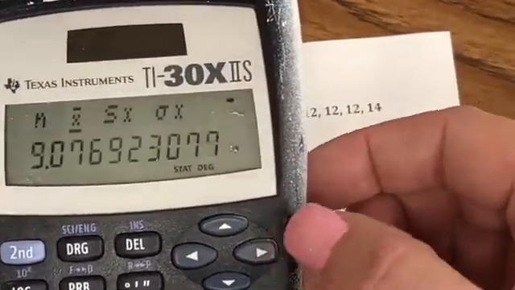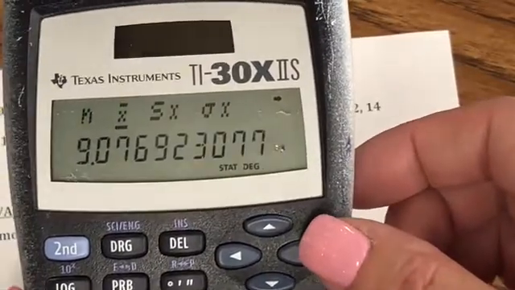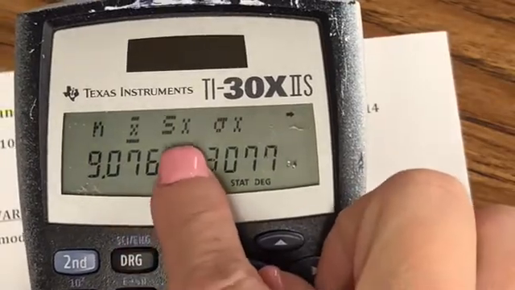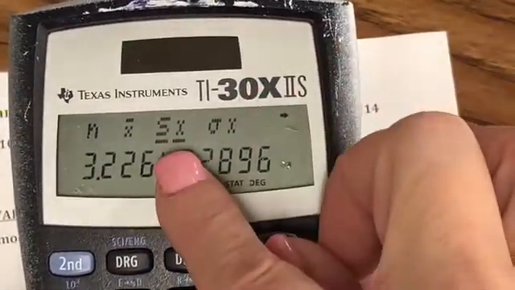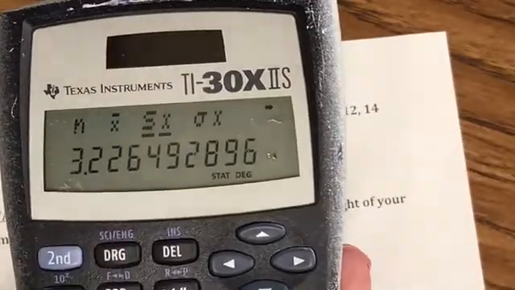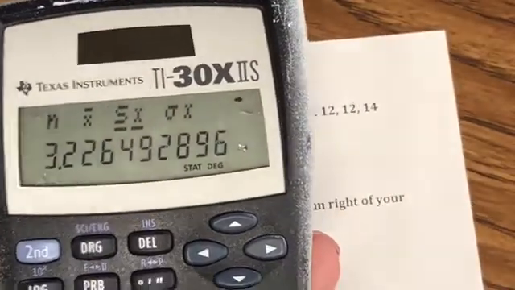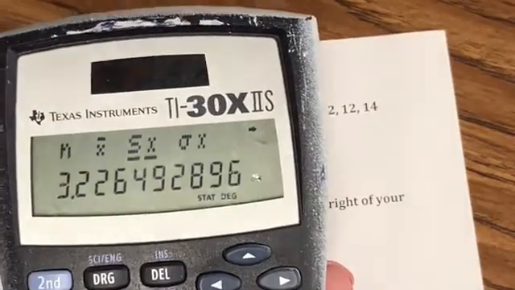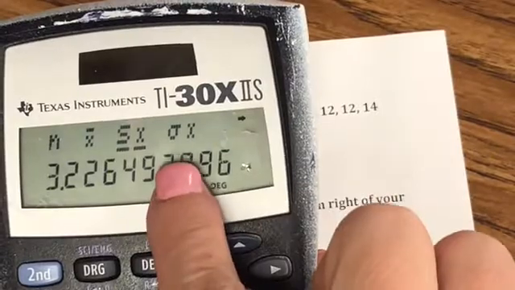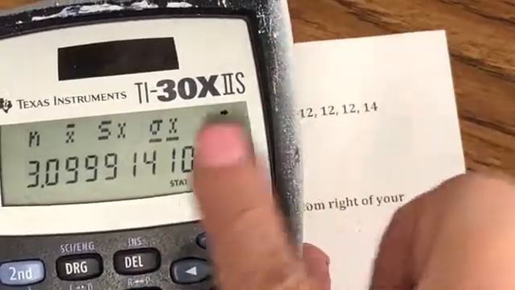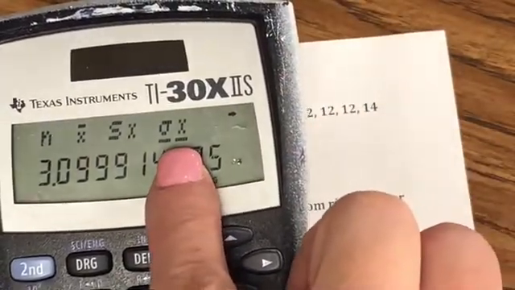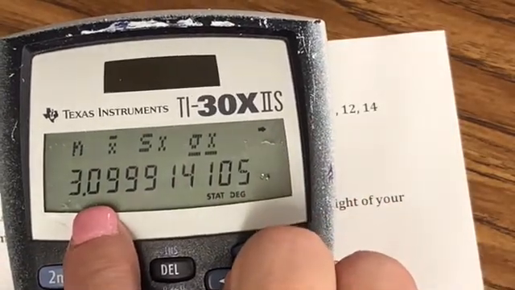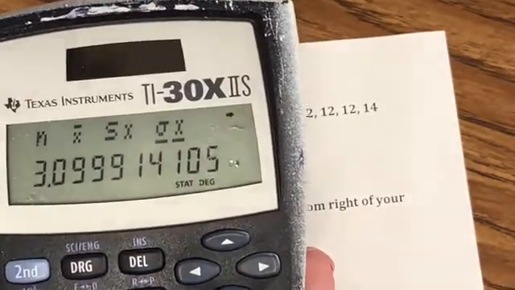You hit your right arrow, and that is your x bar. That is your mean. So there's your mean right there. Now, this next one, the capital S with the lowercase x, that means sample standard deviation. That's the one we're not going to use. Remember we said we're going to use the one that has sigma next to it. So we're going to skip that one and go over to sigma. This is the one that we are going to be using, the population one. So our standard deviation would be 3.1 if I round to the nearest tenth.